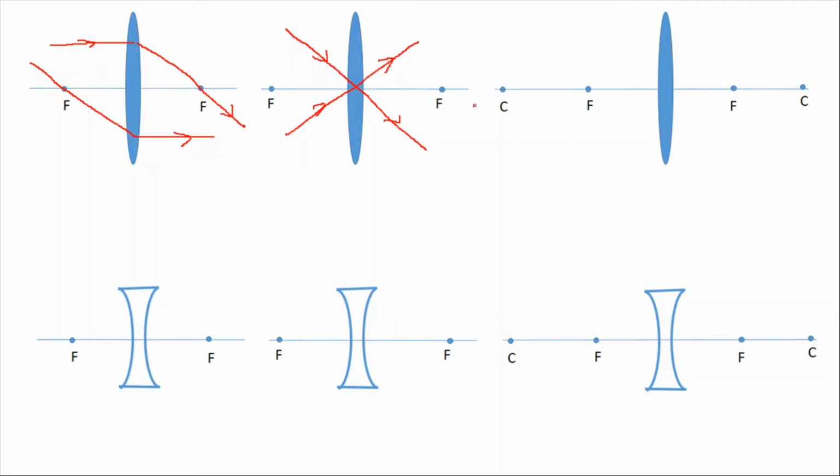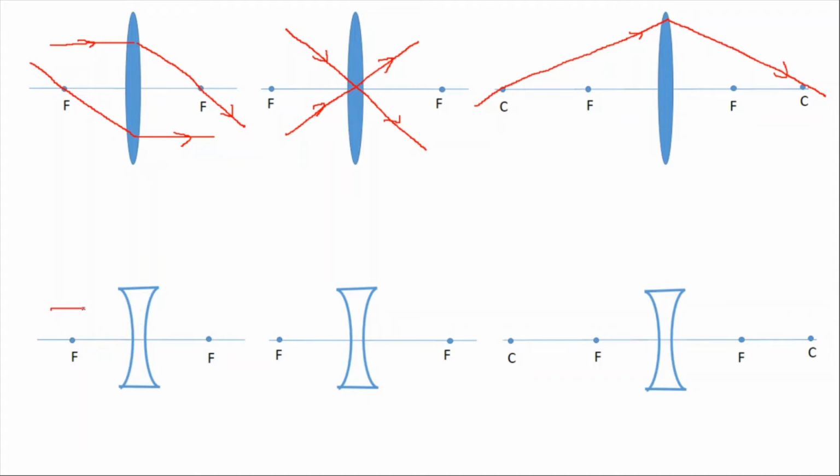A light ray passing through the center comes to the lens. This is a converging lens, and it will also move back. It will move toward the center after passing through the converging lens. Let's look at some special rays in concave lenses. I mean diverging lenses.